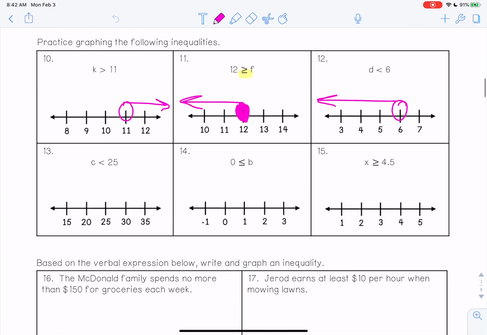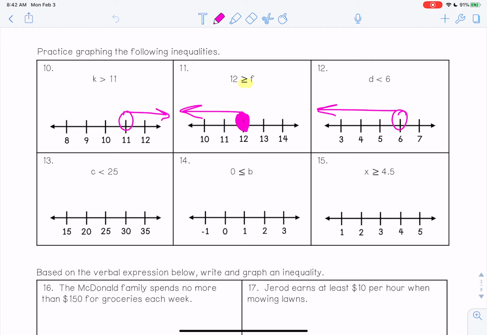There we go. Pause the video, do 13, 14, and 15 on your own, and then when you're ready to check your answers, go ahead and resume the video. Pause the video now.